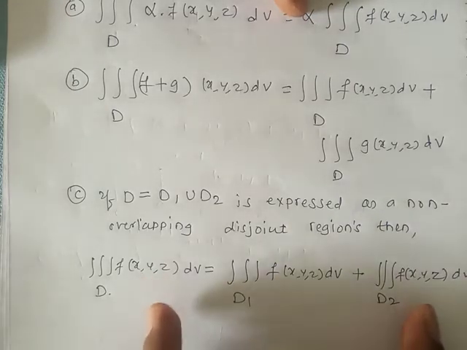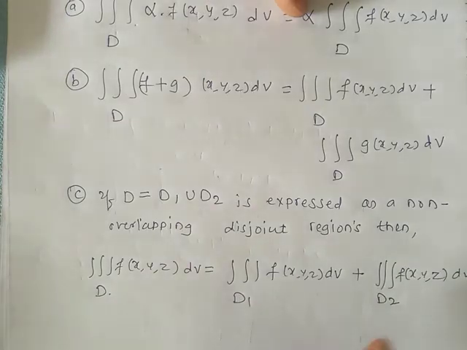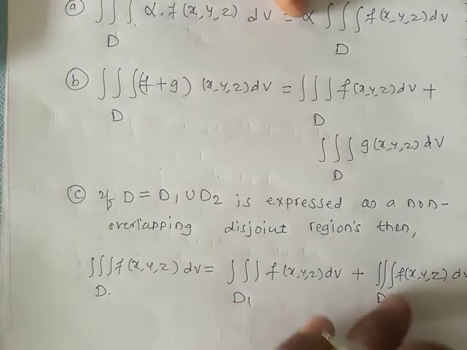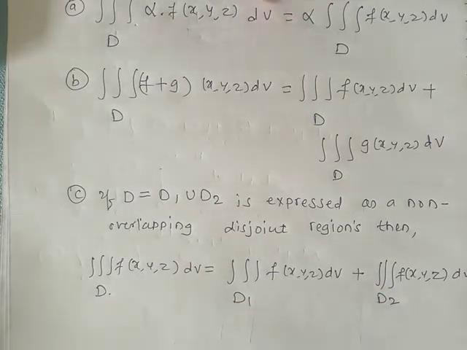So this happens only if D1 and D2 are disjoint, म्हणजे D1 इंटरसेक्शन D2 मध्ये एकही एलिमेंट कॉमन नसेल तर.